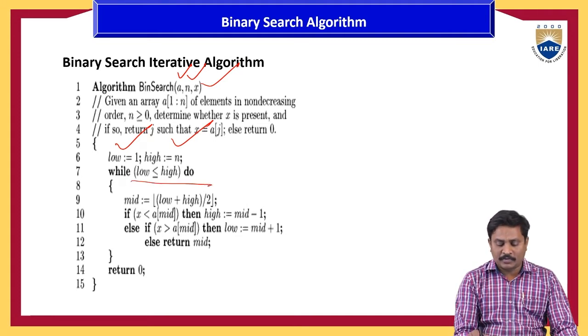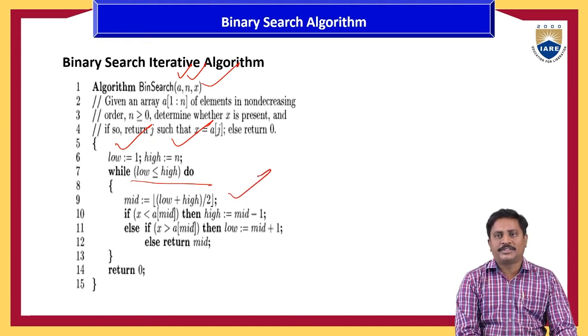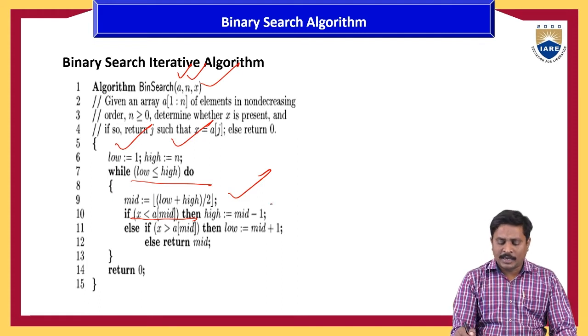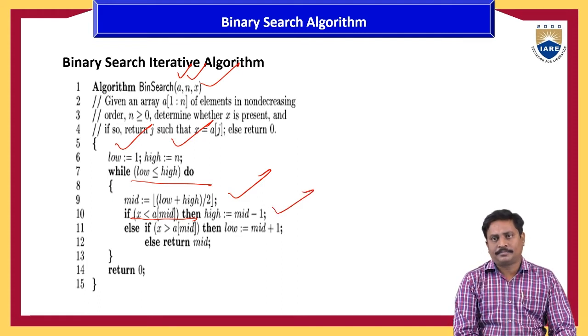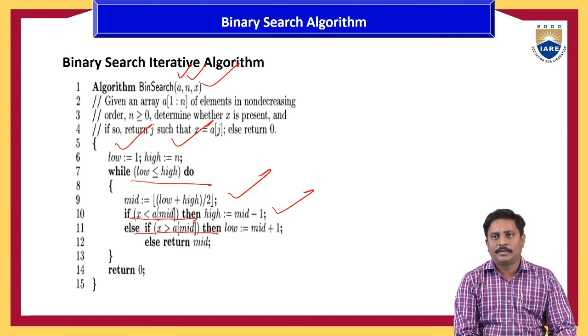Now first we check while low value is less than or equal to high. If low is less than or equal to high, we find the mid value by using the formula low plus high by 2. And we check whether the searching element X is less than A of mid. If it is less than A of mid, then high equals mid minus 1. Else, if X is greater than A of mid, then low equals mid plus 1.